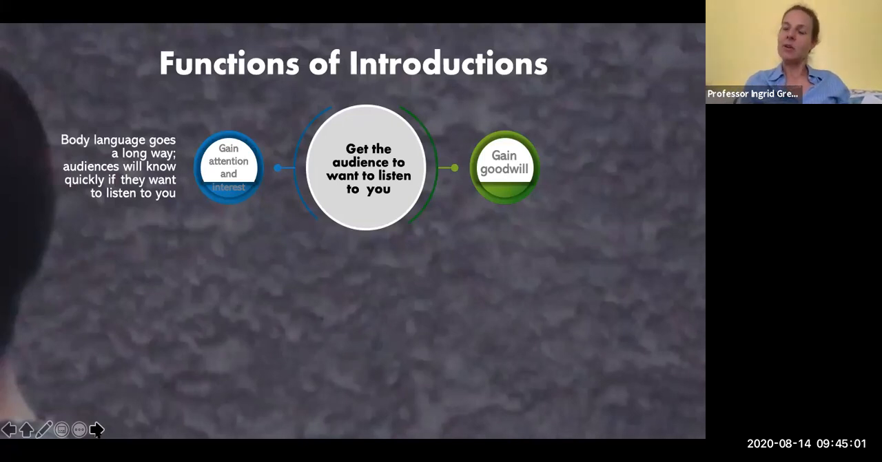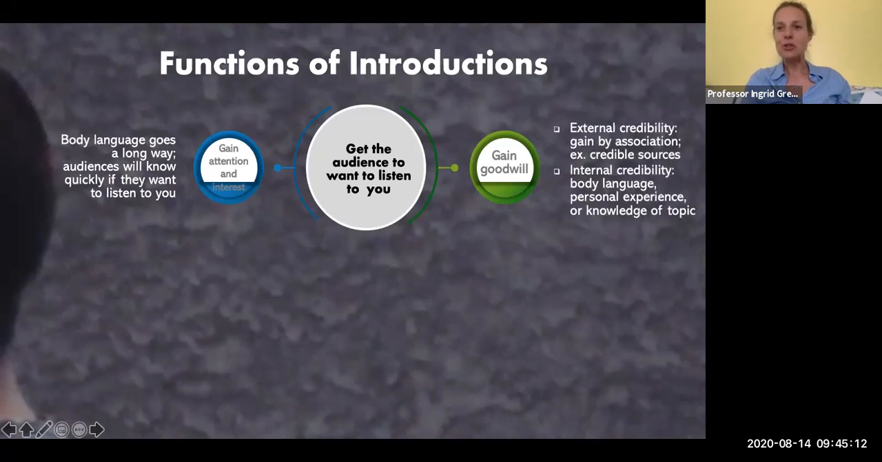So your body language, right? The way you hold your head, the way you hold your neck, the way you use your hands, very quickly will the audience know if they want to listen to you. Also, we talk about in this chapter, goodwill. Super interesting, right? Maybe things that you haven't heard about before. External and internal credibility. In my experience when teaching this course, people forget about the difference and they forget to include these things. It's so, so important.